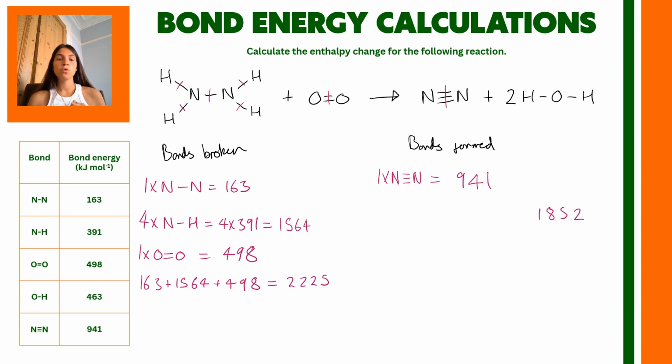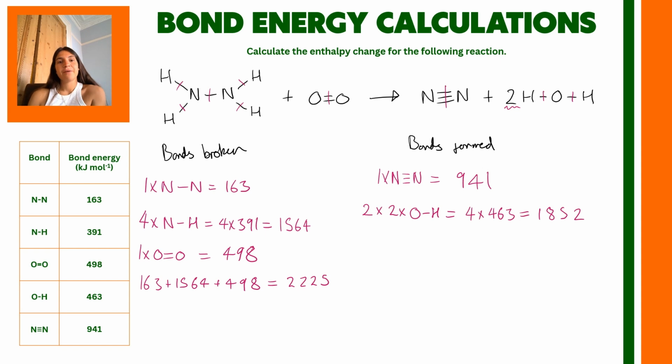Bonds being formed then, I have got 941 coming from that triple nitrogen bond there. And then I have got 2 times, so 2 times all of what I'm about to say, which is 2 of these OH bonds. So each of these OH bonds is 463 from my table. So 4 times 463 is 1852.